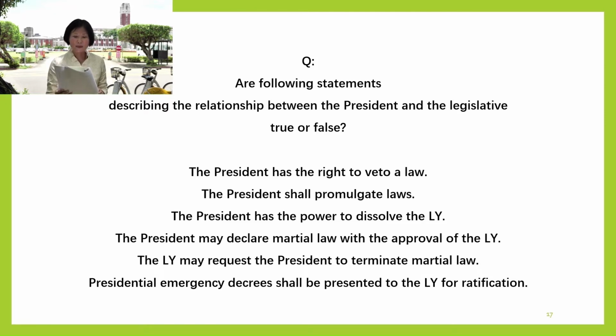The next statement. The President shall promulgate the laws. The President has the power to dissolve the Legislative Yuan. The President may declare martial law with the approval of the Legislative Yuan. The Legislative Yuan may request the President to terminate martial law. And finally, presidential emergency decrees shall be presented to the Legislative Yuan.